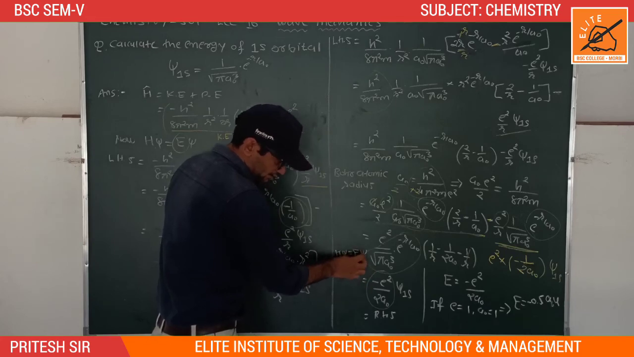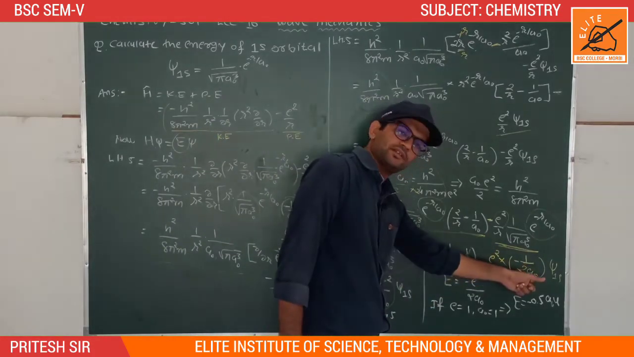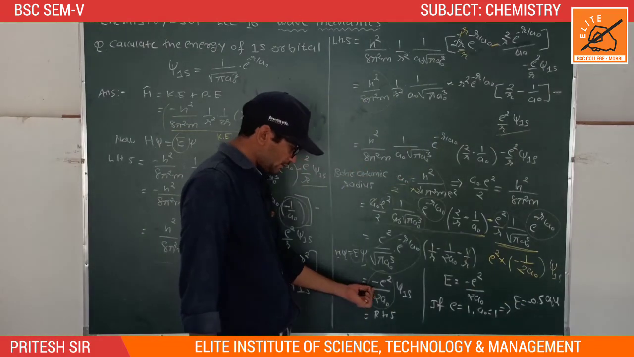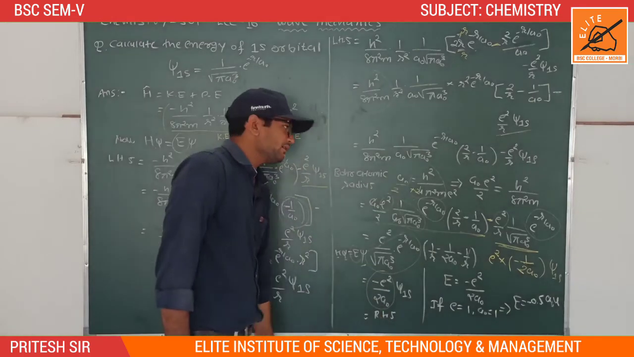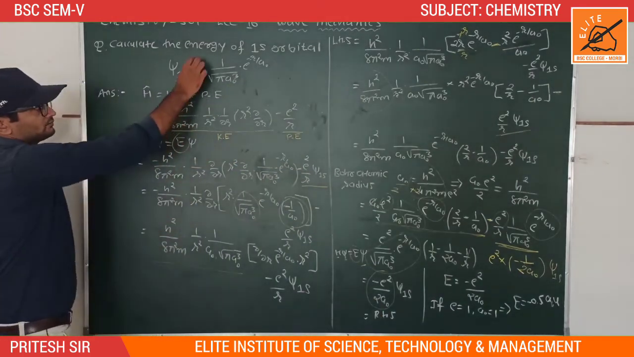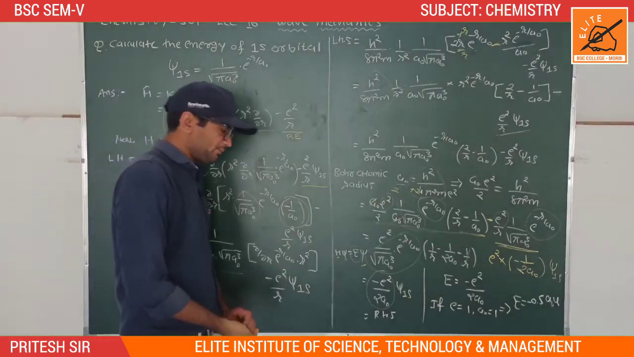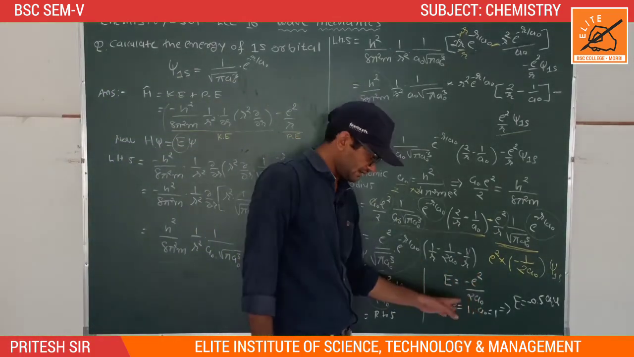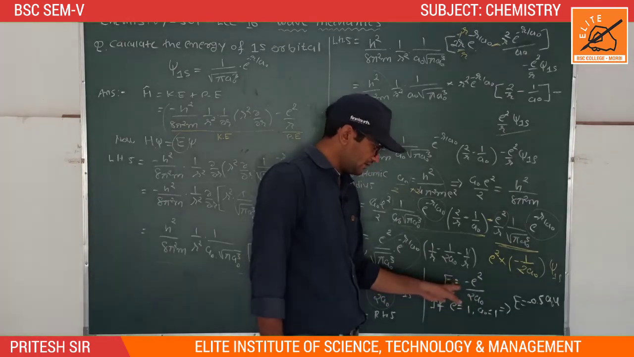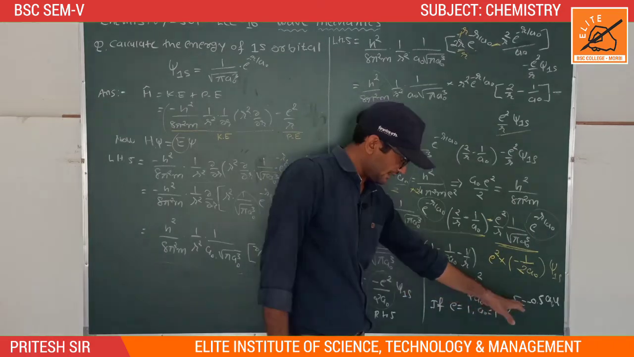And what is the value of a here? Here the value of a is equal to minus e square upon 2a0. So the value of a is equal to minus e square upon 2a0, which is the energy for the 1s orbital. If I put the value of e equal to 1 unit and a0 equal to 1 unit, at that time the value of a will become minus 1 half, it means minus 0.5 AU.